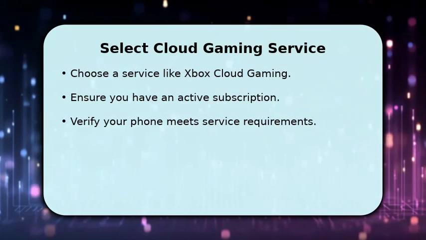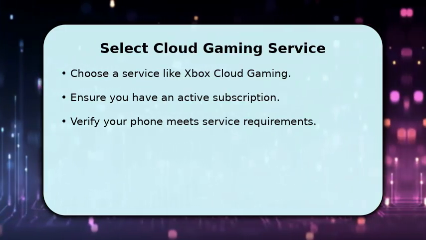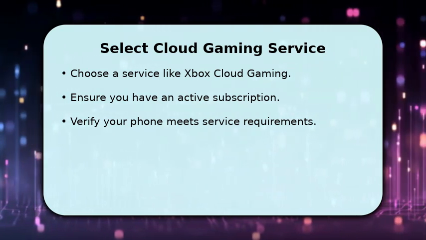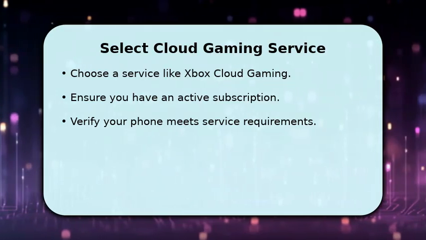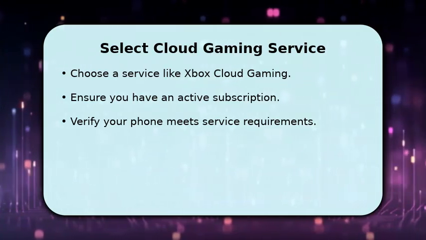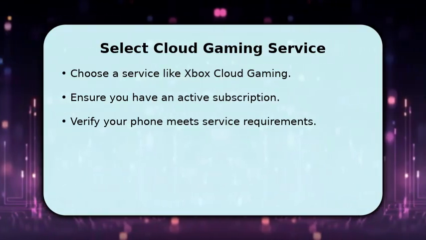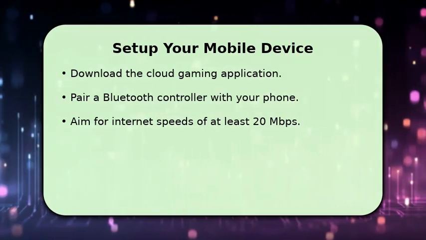First, you'll need to pick a cloud gaming service. Popular options include Xbox Cloud Gaming, which requires an Xbox Game Pass Ultimate subscription. Research different services to find one that suits your needs and check their compatibility with your specific phone model. Each service has its own set of requirements. Once you've chosen a service, download its dedicated app to your phone.